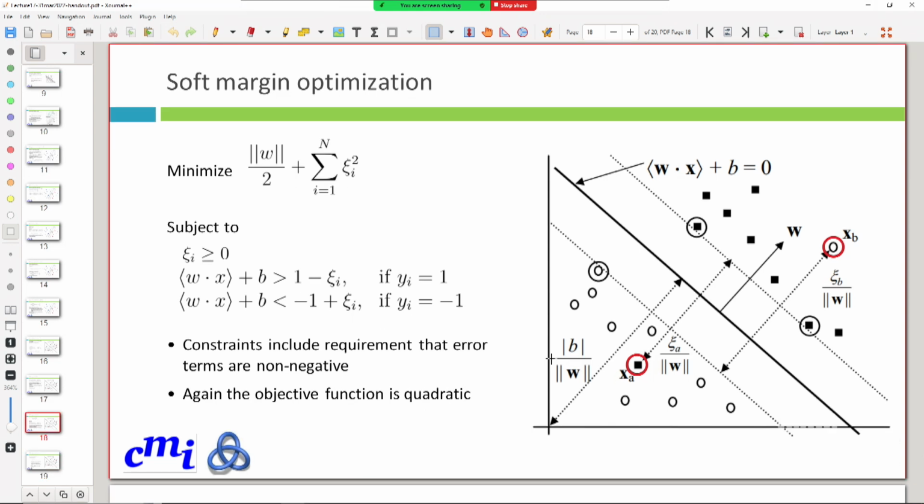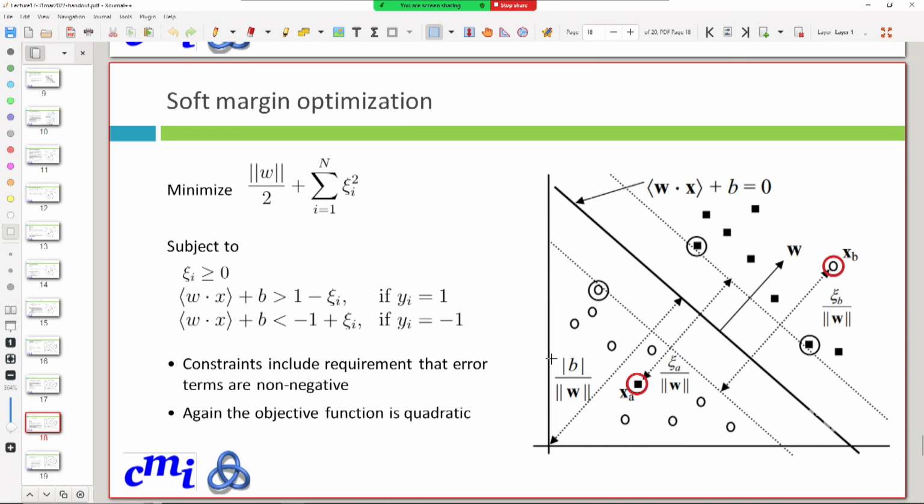So, the solution that you will get, it will be in the same form as before. It will again be a linear combination of things, but it will be able to handle some amount of error in the input data as well.